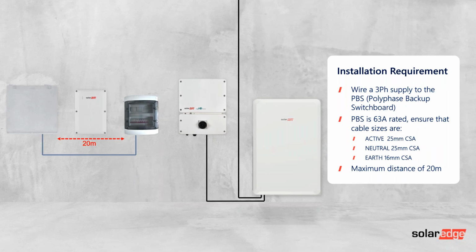The AC cable size is important. It's recommended that the distance between the polyphase backup switchboard and the main switchboard is 20 meters, and use 25mm cable for your actives and neutral with a 16mm on the earth. The polyphase backup switchboard is 63 amp rated, but the reason that cable is the size it is is to allow for the system operating in backup.